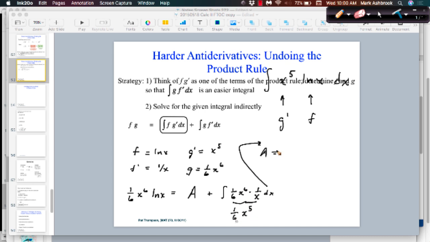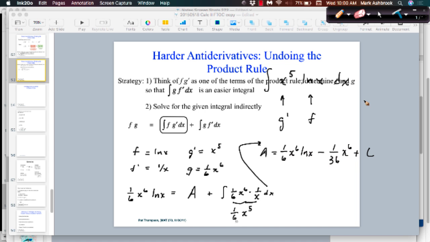Yeah. Okay. So the answer is, good, 1/6 x to the 6th ln of x minus, it's supposed to be 1 over 36 x to the 6th. Agree? So look, we had x to the 5th ln of x. How many times did it take? Once. So this is different, right?